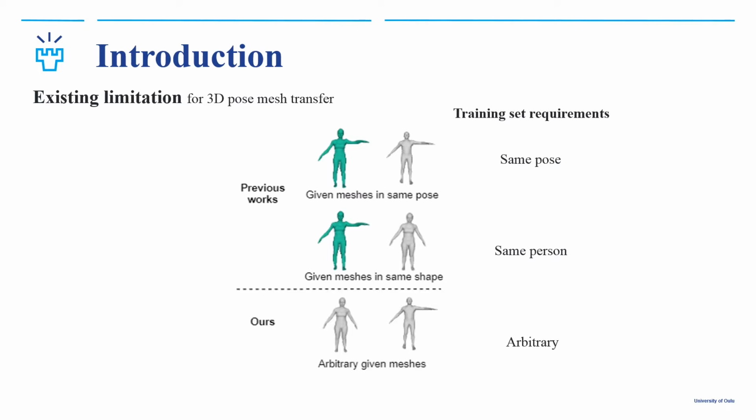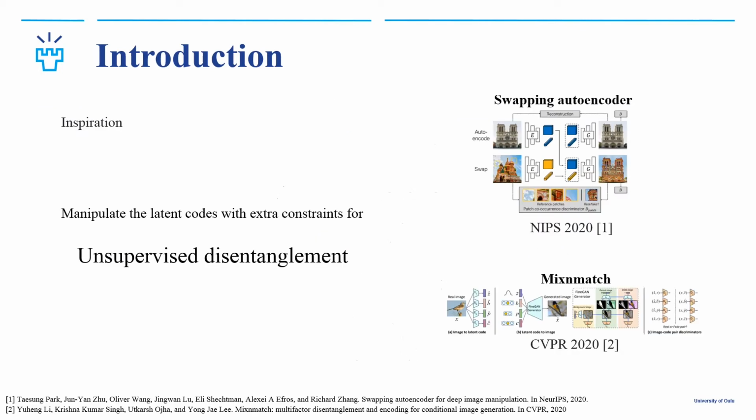Differently, in this work, we present an unsupervised approach to conduct pose transfer between any arbitrary given 3D meshes. No constraints are needed in the training set. We achieve this with unsupervised disentanglement learning. Inspired by the latest unsupervised learning work in the 2D field, the 3D pose transfer in this work is done by manipulating the latent codes with extra well-designed constraints by us.